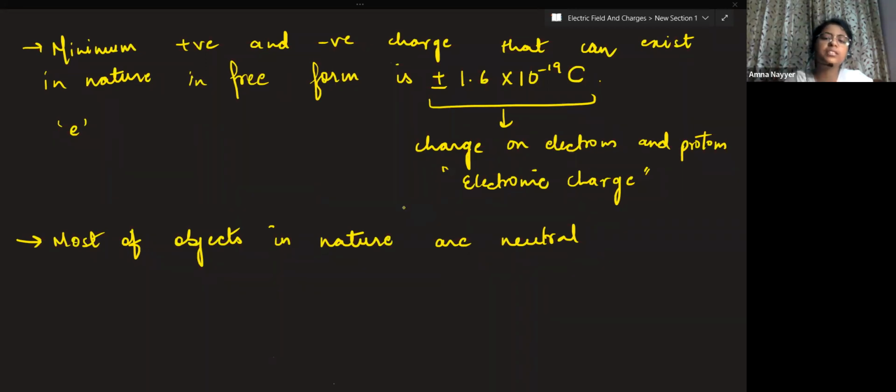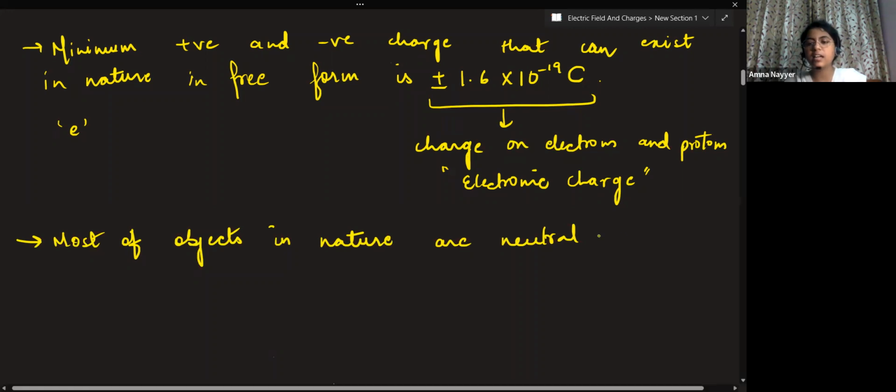So, majorly we have negative charges as electrons and the positive charges are protons. So, we say an object is neutral when it has an equal amount of positive and negative charges. All the negative charges that are included will be considered, and all the positive charges will also be considered. So most of the objects in nature are neutral.